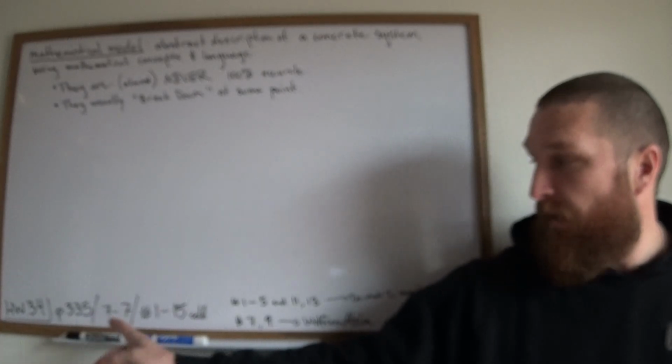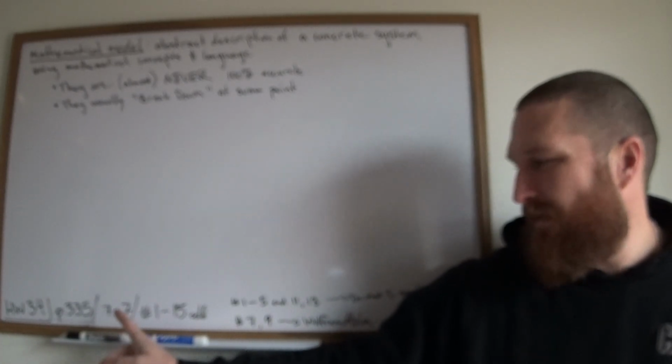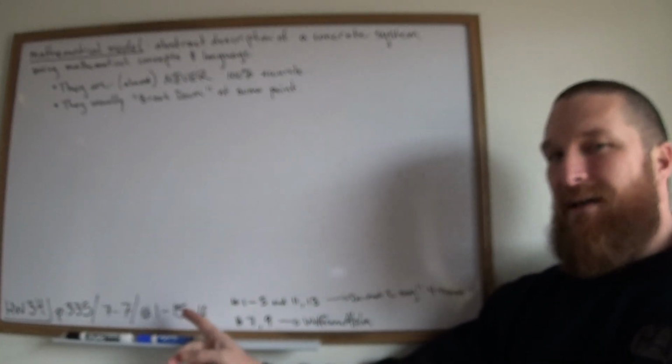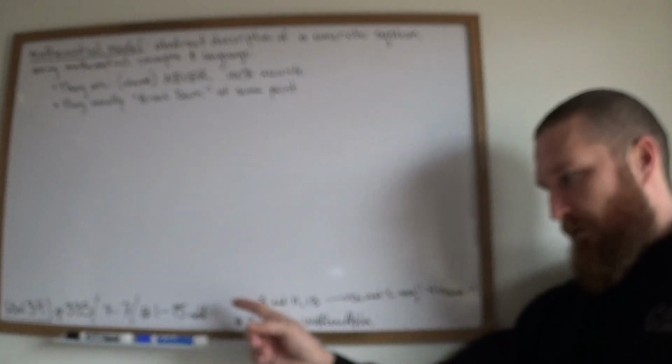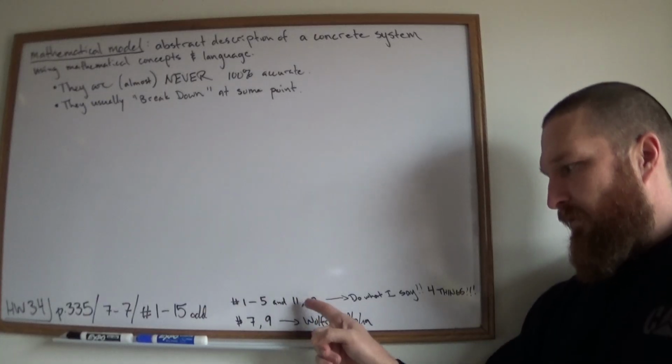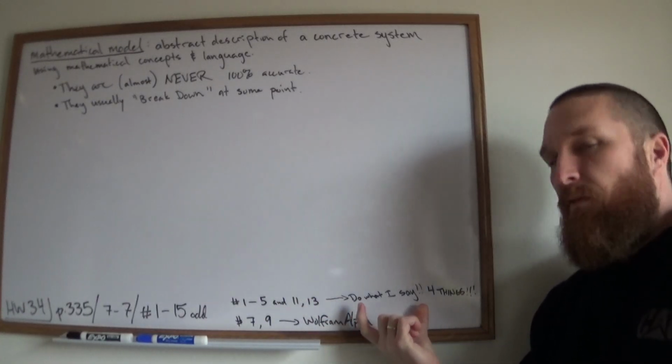Homework 34, page 335, chapter 7, section 7, numbers 1 through 15 odd. Now be very careful here, because for 1 through 5, 11, and 13, I even wrote this on the board.